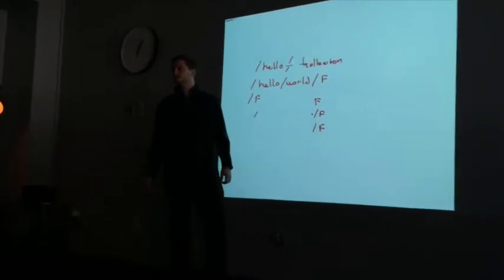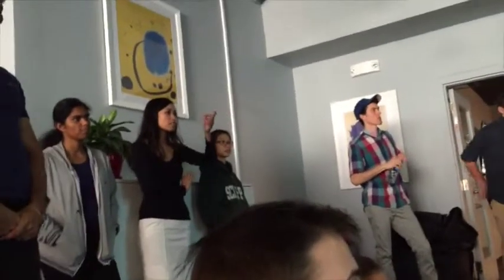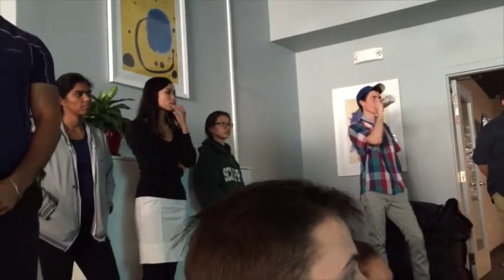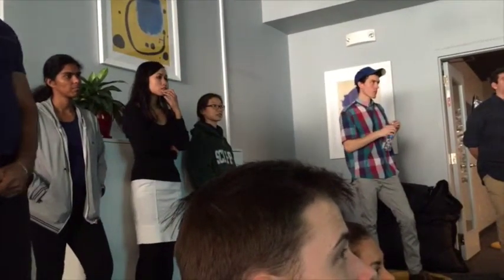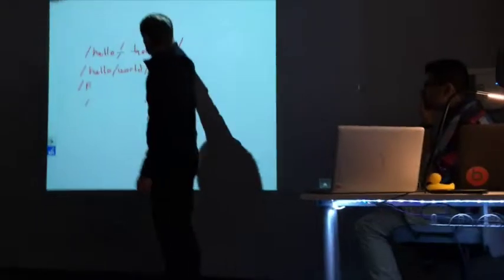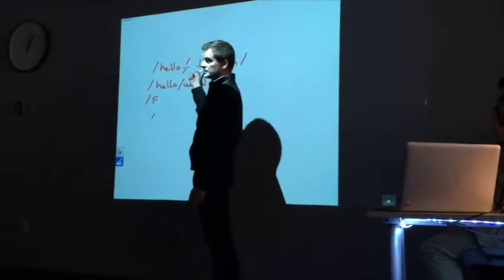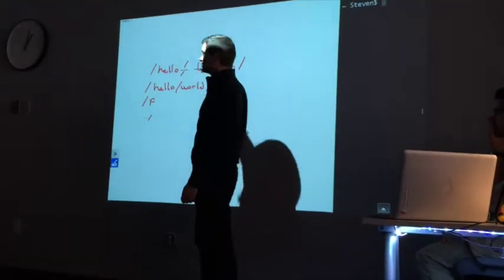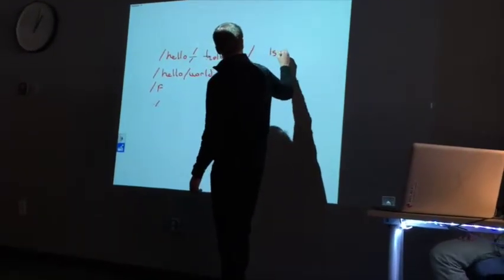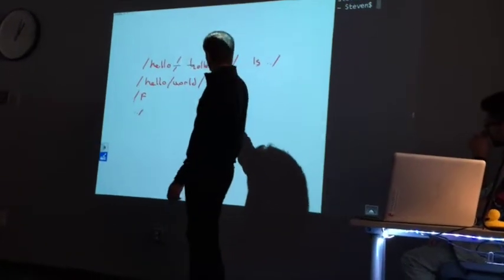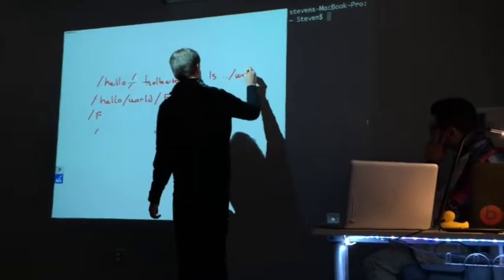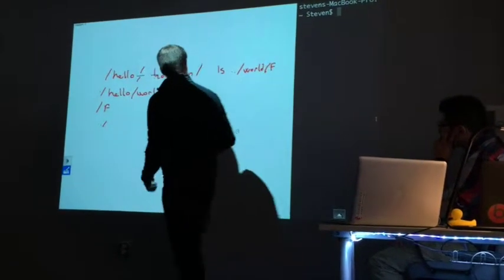You know F is under world, not in the Holberton directory. Yes, correct. So since you're here, you have to go one directory backward and then go to world and then print F. So you could do ls dot dot, which is my parent directory, so now it's hello. And then I go to world, and then I go to F.